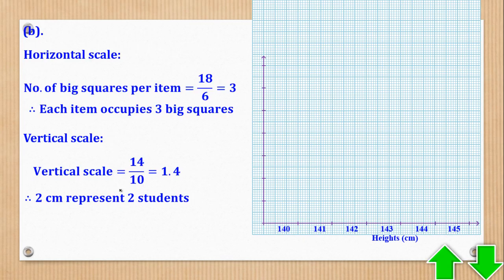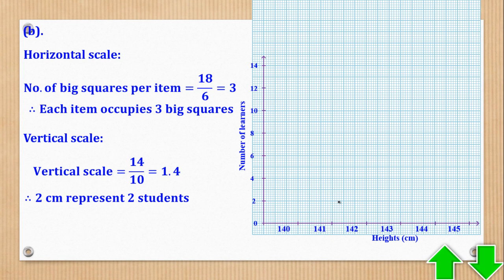Remember the scale says we use multiples of 1, 2, 5, 10, like that. So 1.4 is beyond 1, so you shall need a scale of 2. Therefore, come on here, write intervals of 2. And label it as number of learners. Now, next is to draw.